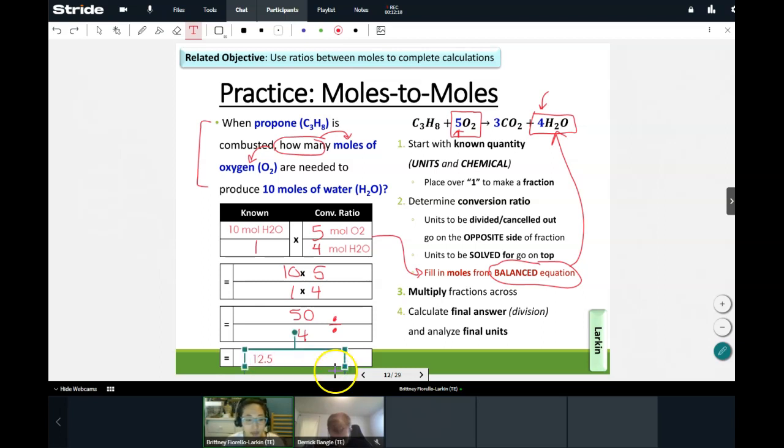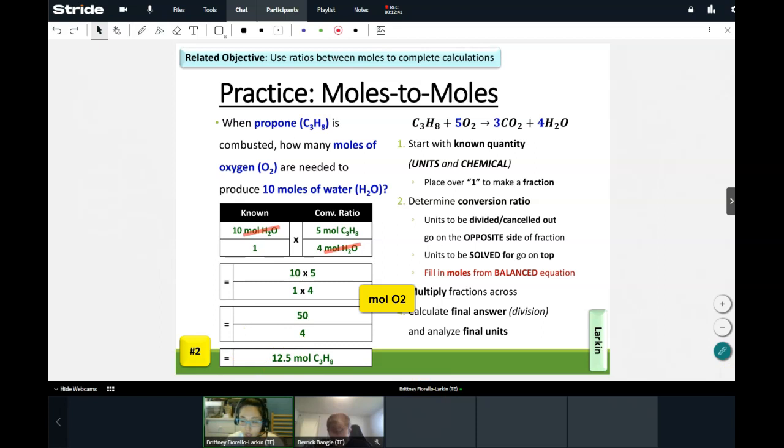Yeah, 12.5, and don't forget we need to analyze our units. So we got rid of moles of H2O because they're on the top and the bottom. All I'm left with is moles of O2 right here. And is that what I was solving for? Yes or no? Yeah, moles of oxygen, moles of O2. Awesome. So that's our final answer here.